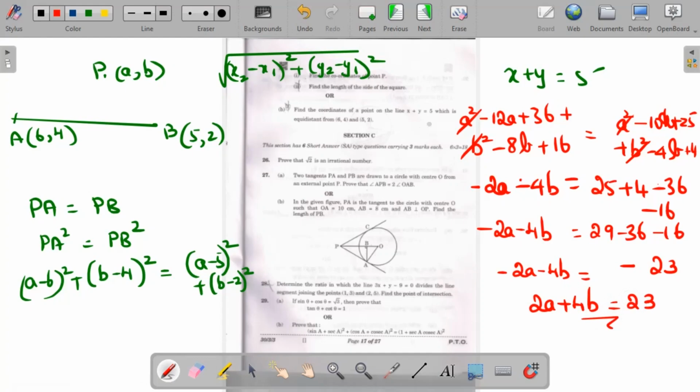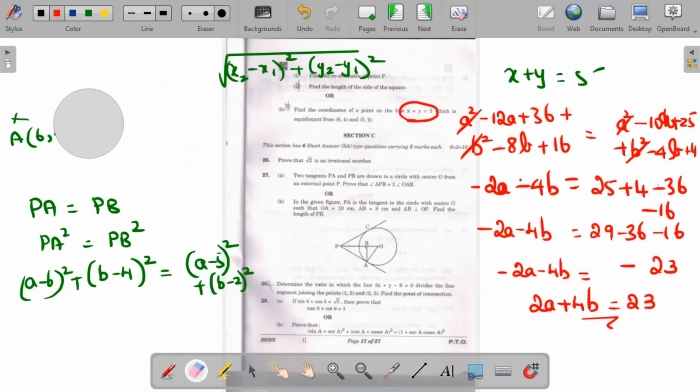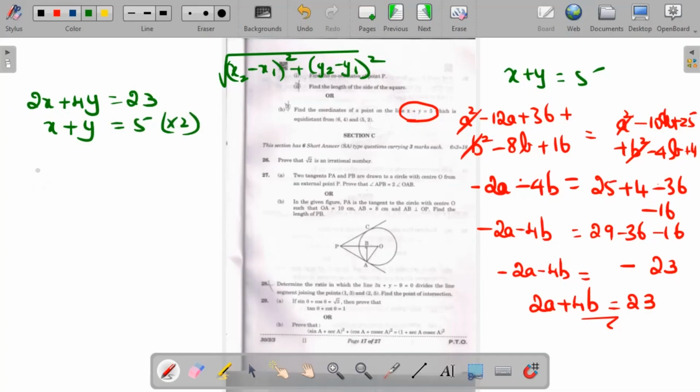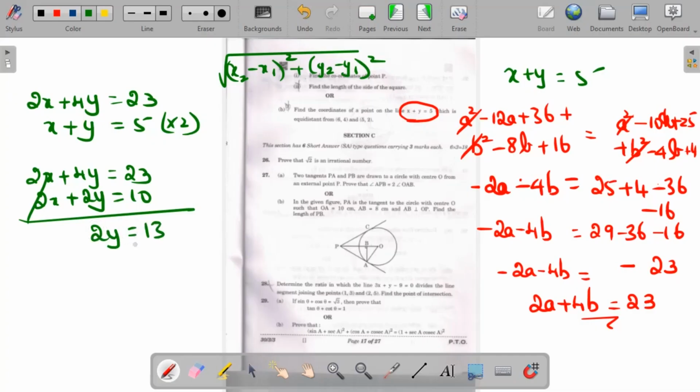Now this is going to also be a solution for this line x plus y is equal to 5. So let's equate. If this point is going to lie on that line, it means 2x plus 4y is equal to 23 and x plus y is equal to 5. So I'm going to multiply by 2 to eliminate x. So 2x plus 4y is equal to 23, and 2x plus 2y is equal to 10. So if you subtract, this will vanish. 2y is equal to 13, which means y is equal to 13 by 2.